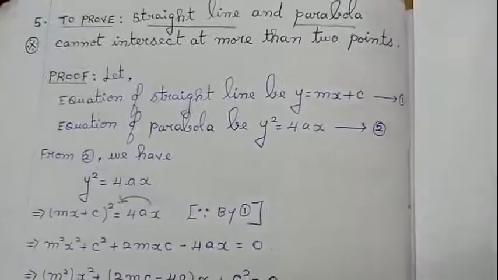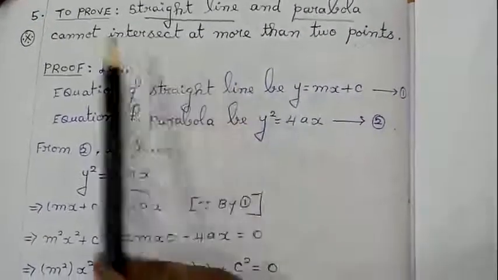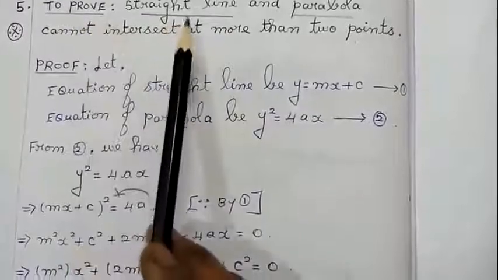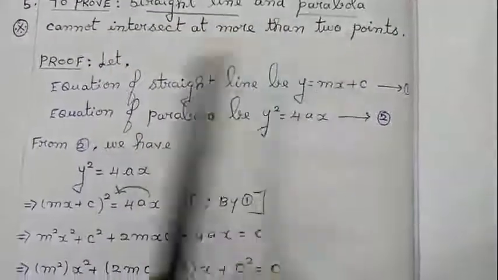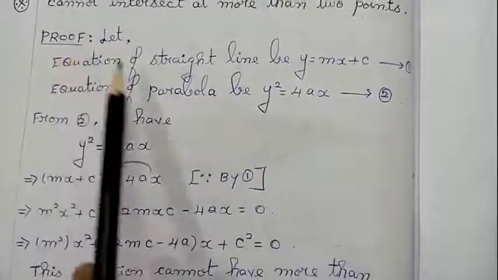Exercise 3.2, fifth sum. This is going to be different. And what is the question given here? Prove that a straight line and parabola cannot intersect at more than 2 points. Exercise 3.2 fifth sum. They are asking you to prove that the straight line and parabola cannot intersect at more than 2 points. I am going to write it as proof.